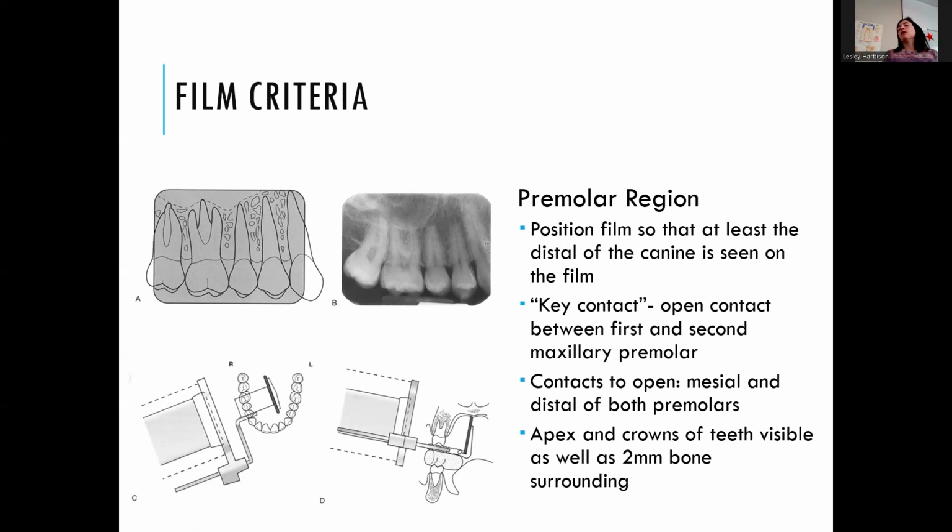Contacts to open are the mesial and distal of both the premolars. So you want to see here, here, and here open. This one is okay if it's closed between the molars, but sometimes you get it open, and that's great if you happen to open it when you were taking your molar film. Sometimes it works out that way. Apex and crowns of teeth, and 2 millimeters of surrounding bone. These images are showing rough placement and how it looks in a cross section.